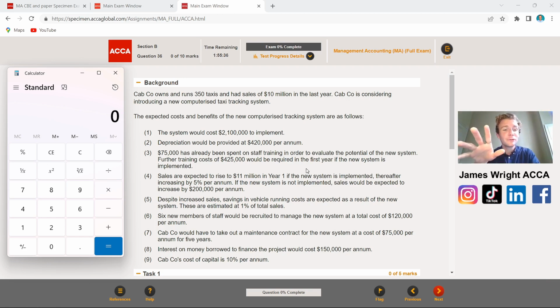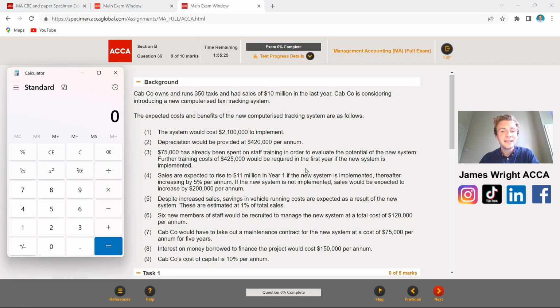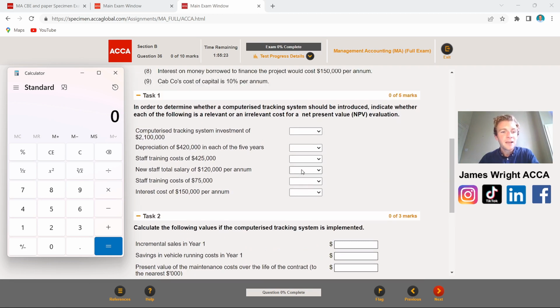But we're going to first of all look through Cabco on here, how they own and run 350 taxis and had sales of £10 million. The first question on here for question 36 is all about the net present value. So for this one on here, for your answers, you should have had a go at it yourself, but I'll walk and talk you through the reasons behind it, the right answers. So make sure you watch to the end, get a pen and paper at the ready. This is definitely going to help you out.